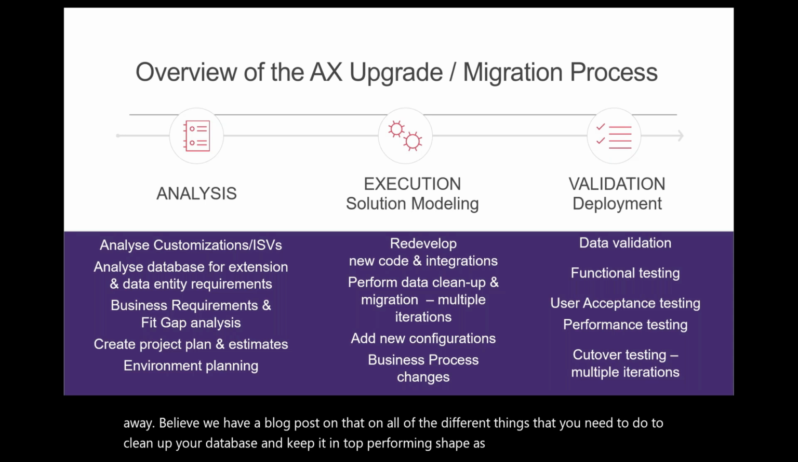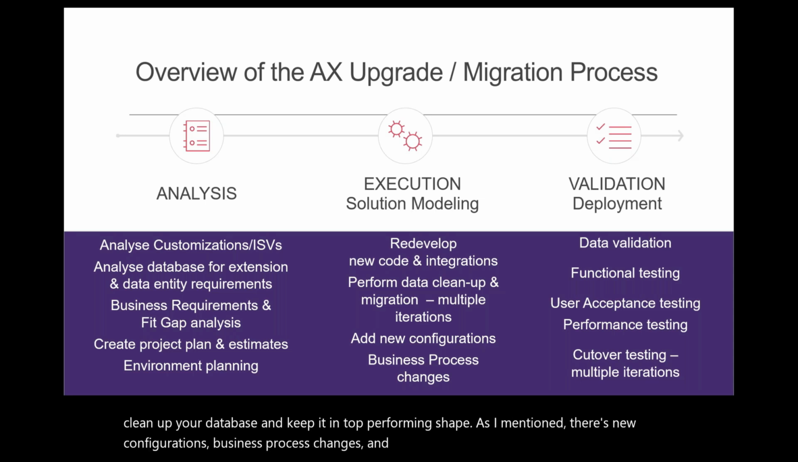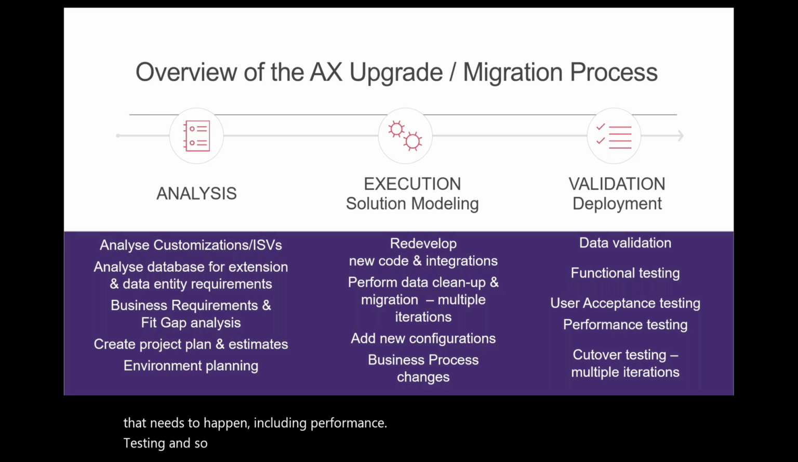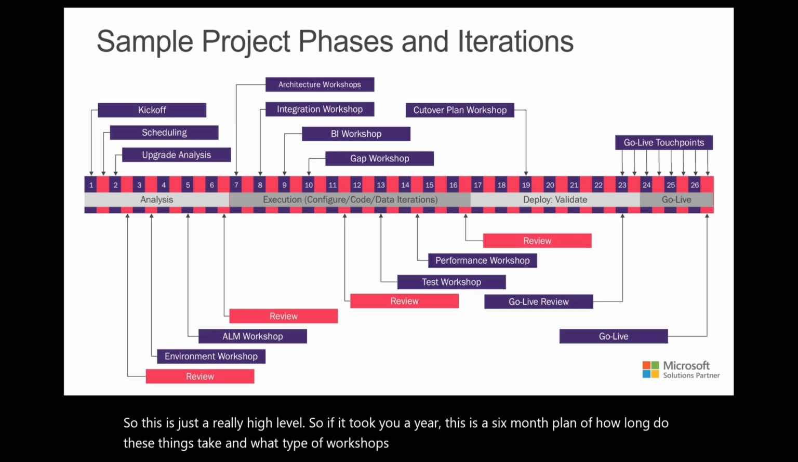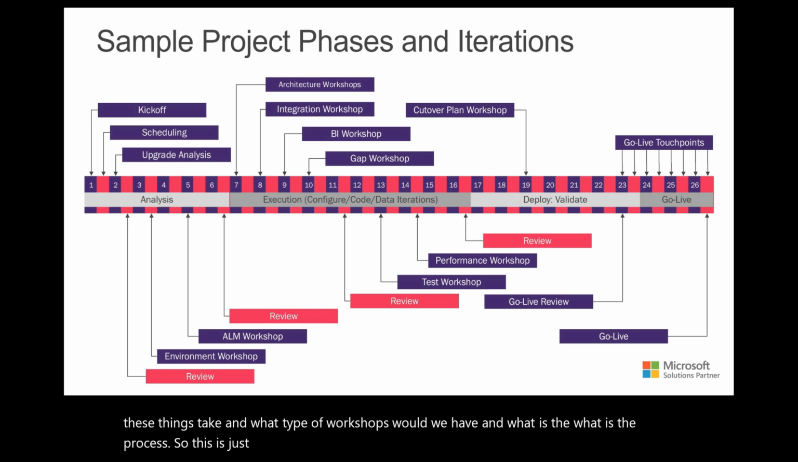As I mentioned, there are new configurations, business process changes, and then there's the validation and all of the testing that needs to happen, including performance testing. And so multiple iterations, you've got to have mock cutovers at least a minimum of 2 times to make this a go. This is just really high level. If it took you a year, this is a 6 month plan of how long these things take, what type of workshops we would have, and what the process is. People are always interested, so this is a sample, this is not a live one.